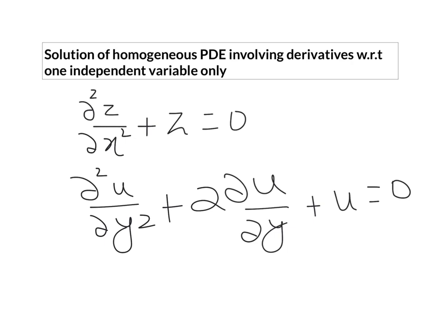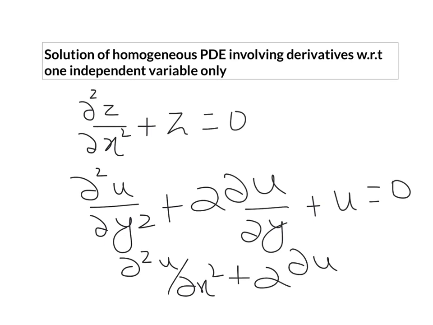Suppose we have ∂²u/∂x² + 2∂u/∂y = 0. This is also homogeneous, but this type we are not discussing, because the equation contains both x and y as independent variables. What we are discussing is the derivative with respect to only one, either x or y.